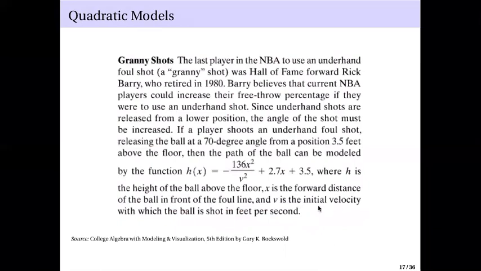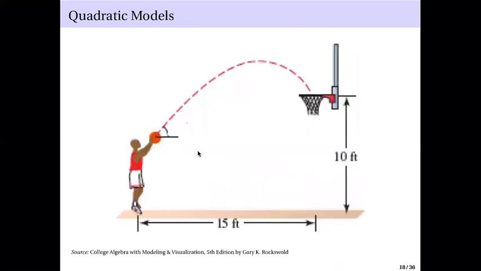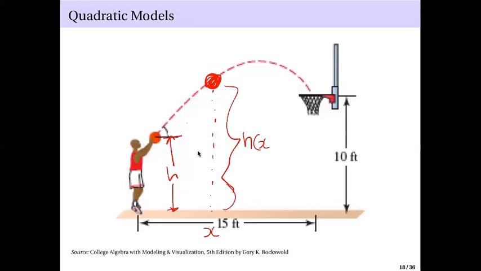And v is the initial velocity. That's the velocity that you will use in order to throw the ball. And of course, h is the height of the ball above the floor. So meaning at a certain point, this is your h. When you release it, at some time your ball will be here. So this is at x. So this height here, this is your h of x.